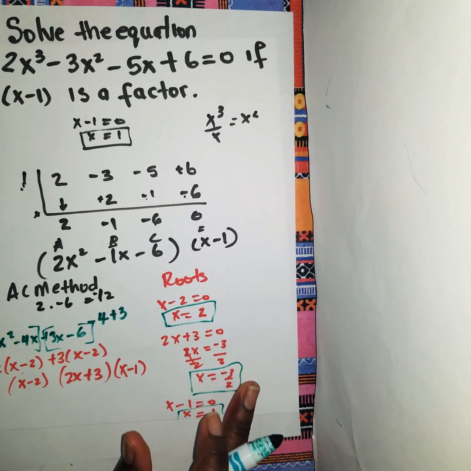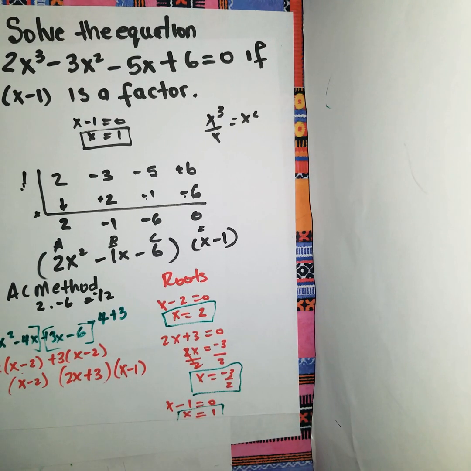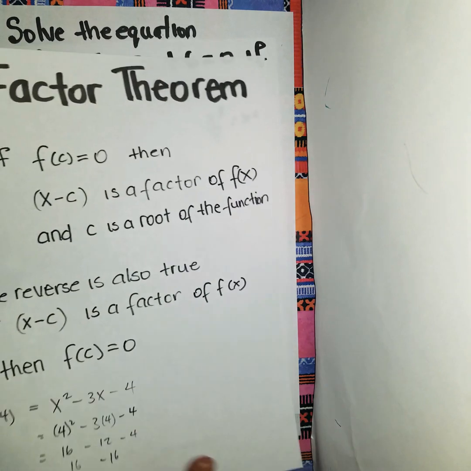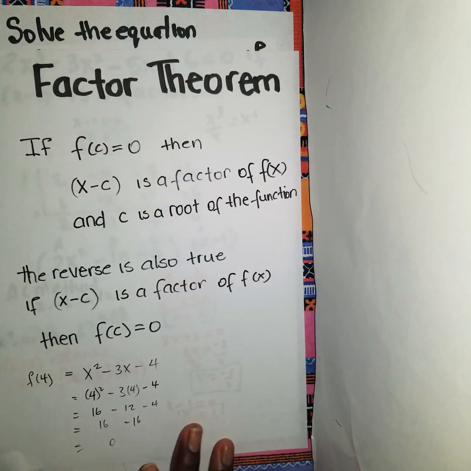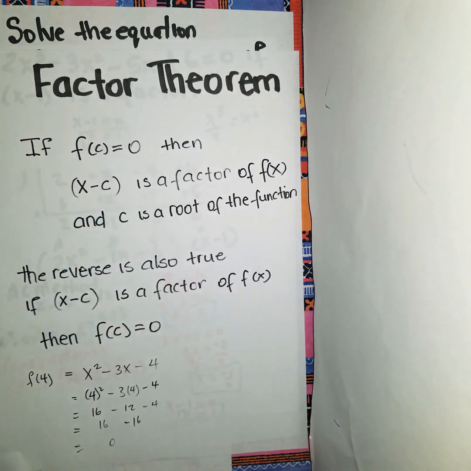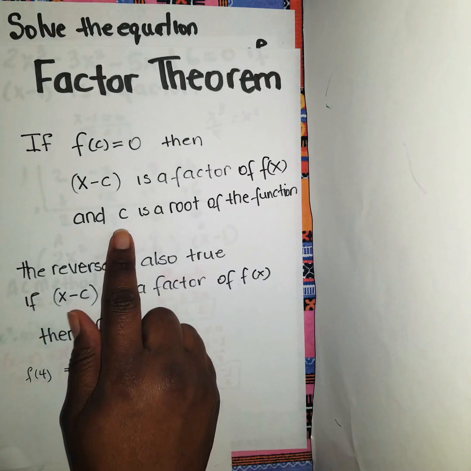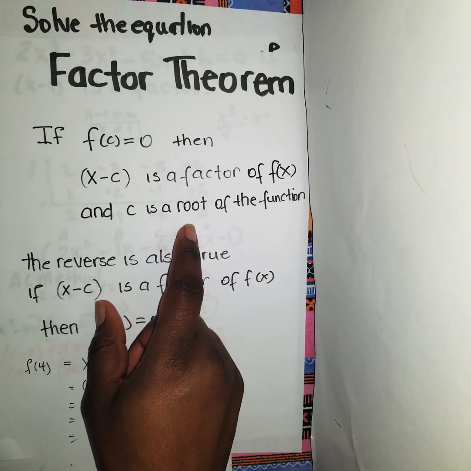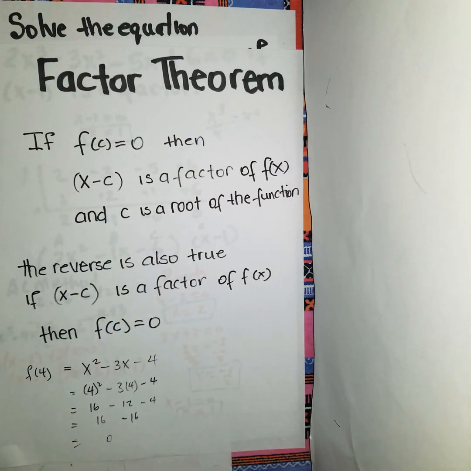So I hope you understand this video and what I just explained, and remember to bear this in mind. All right, if f of c is equal to 0, then x minus c is a factor, and c is the root. So you always divide the root into the polynomial when you're doing the synthetic division.